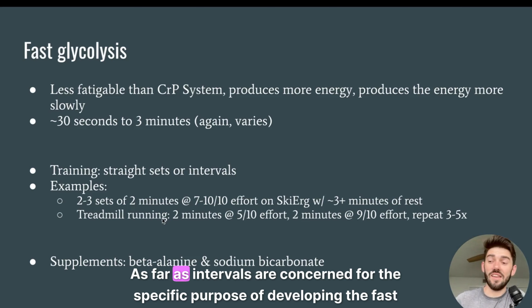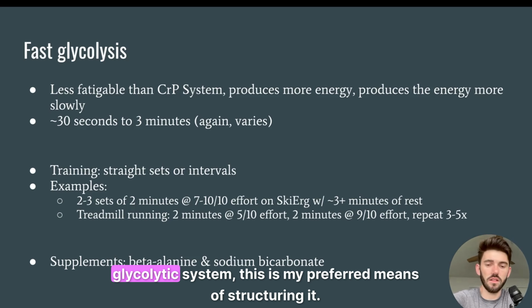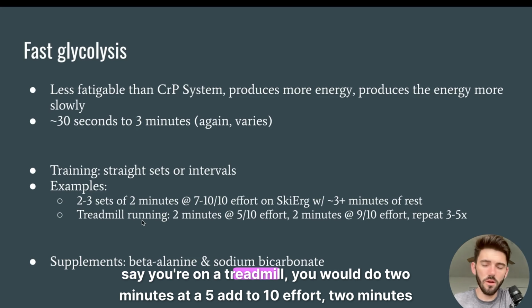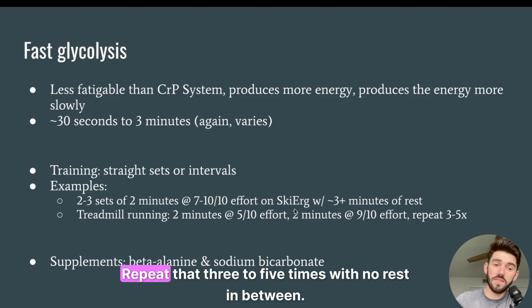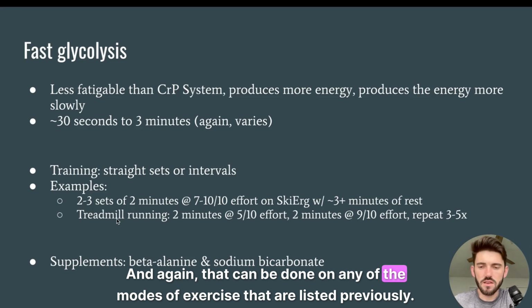As far as intervals are concerned, for the specific purpose of developing the fast glycolytic system, this is my preferred means of structuring it. Say you're on a treadmill, you would do 2 minutes at a 5 out of 10 effort, 2 minutes at a 9 out of 10 effort, and repeat that 3 to 5 times with no rest in between. And again, that can be done on any of the modes of exercise that are listed previously.